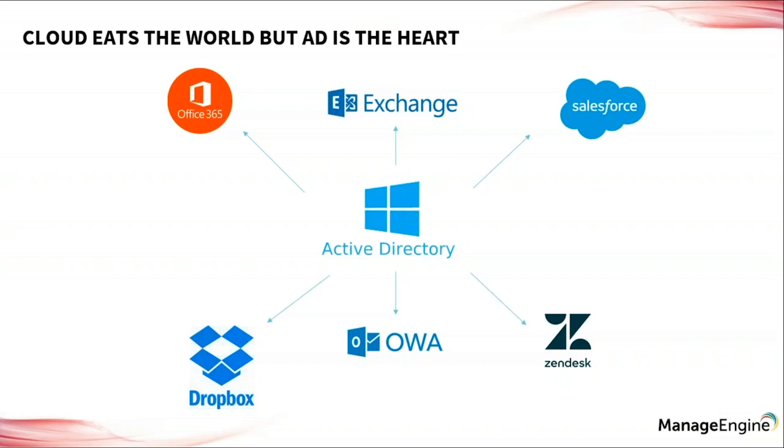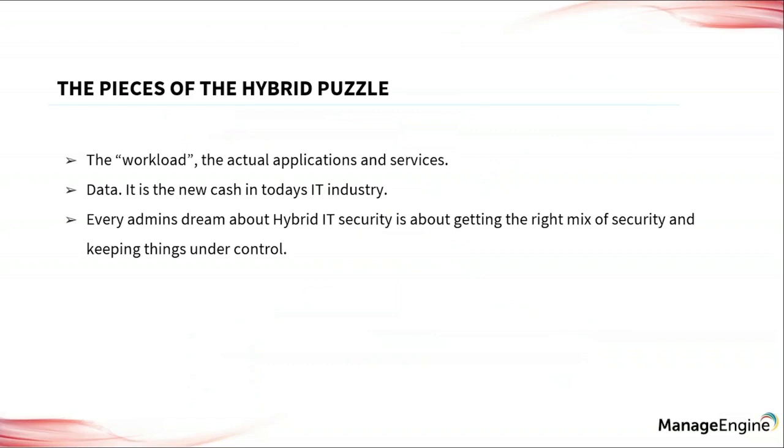And please note that for most of these cloud-hosted applications, the central point for authentication and authorization is Active Directory. For example, Exchange, SharePoint, SQL databases, right? Active Directory does the authentication and authorization. Now, according to me, there are two pieces to the hybrid puzzle. Piece number one is the workload, right? Because we need to know which application handles the most workload and how is the workload distributed and how are the security parameters across these applications, right?